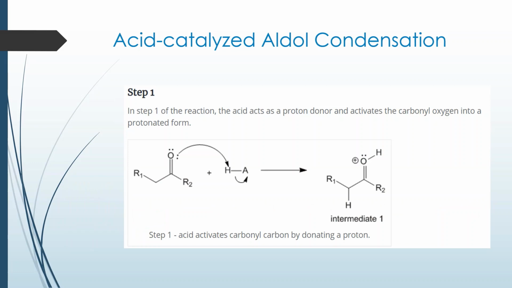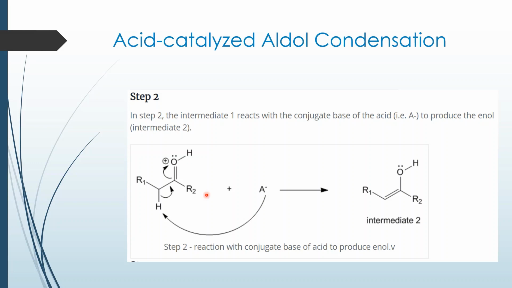Now acid catalyzed aldol condensation. In step 1 of this acid catalyzed aldol condensation, the acid, that is HA, acts as a proton donor and activates the carbonyl oxygen into a protonated form. So this acid protonates this carbonyl group and we will get the intermediate 1. Now intermediate 1 again reacts with the negative part of the acid and it produces an enol intermediate.